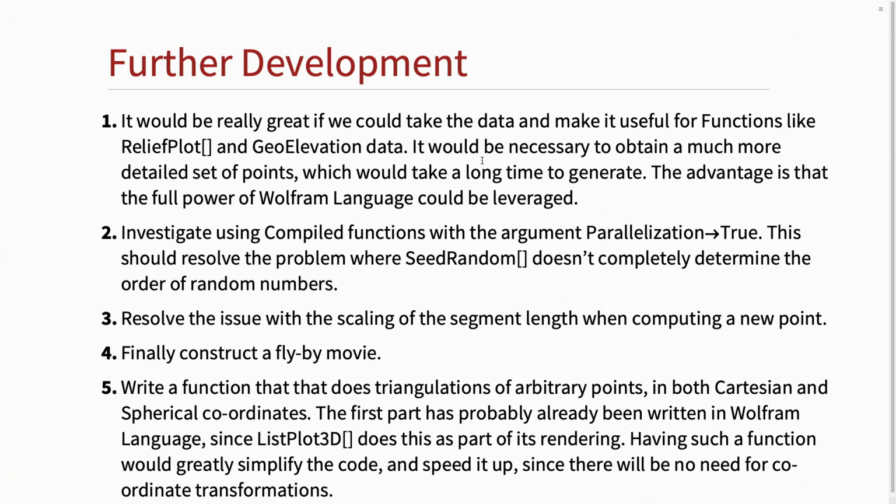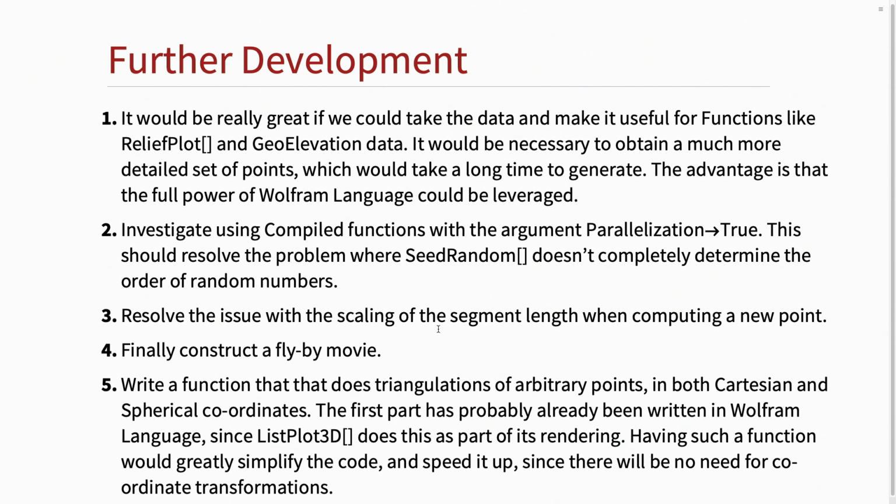One of the issues we had with the random number generator is that the random seed doesn't do what you think it does if you're doing parallel processing. And I was told that if we use compiled functions, that'll work, and compiled functions should make this faster anyway. The issue with this segment length is something we really need to do, and I would really like to make a flyby.